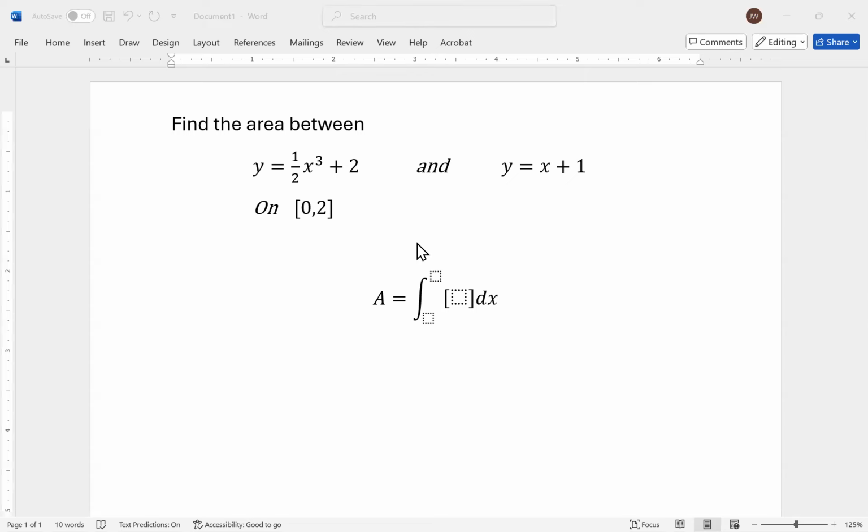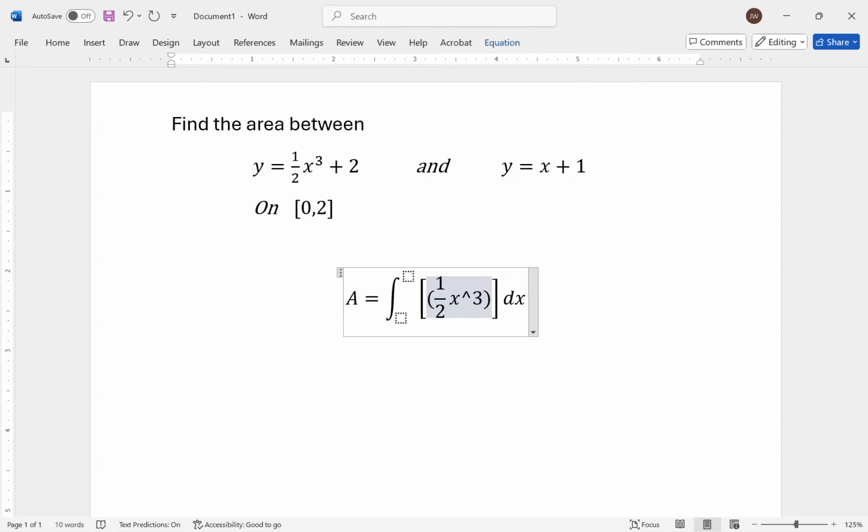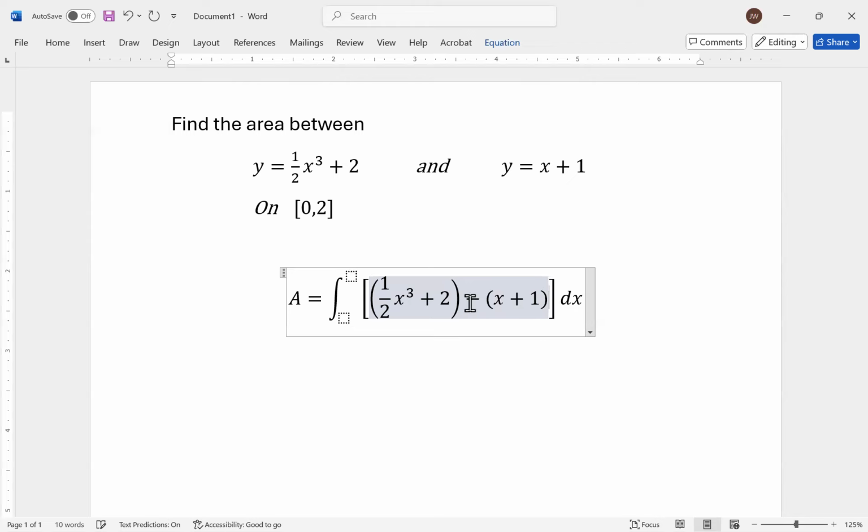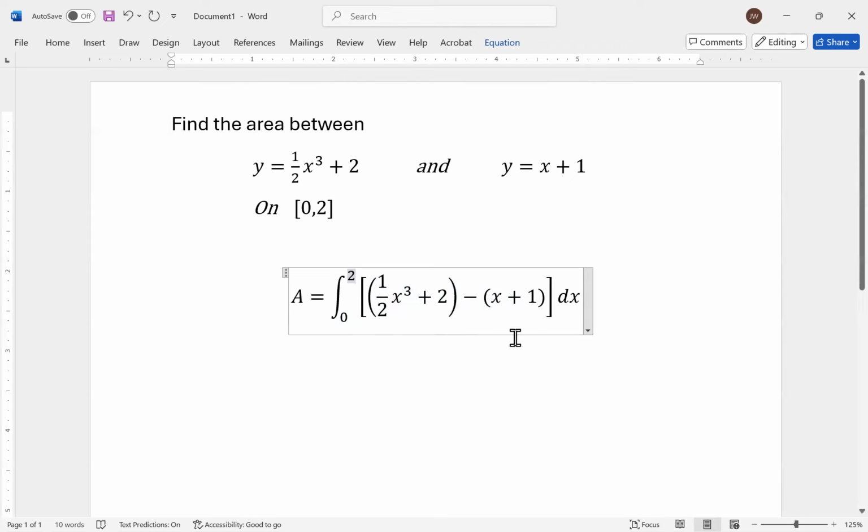Again, usually I just take the TI-84, but on my computer, it's easier to display Desmos. So the cubic is above, so we write 1/2 x to the third plus 2 minus the quantity x plus 1, and we're going to be integrating that from 0 up to 2. And at this stage, I just reach for my calculator and type in that definite integral. So I'm going to go ahead and do that.